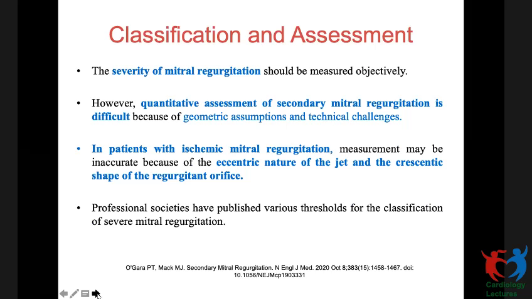The severity of mitral regurgitation should be measured objectively. However, quantitative assessment of severe secondary mitral regurgitation is difficult because of geometric assumptions and technical challenges. In patients with ischemic mitral regurgitation, measurement may be inaccurate because of the eccentric nature of the jet and the crescentic shape of the regurgitant orifice. Okay.